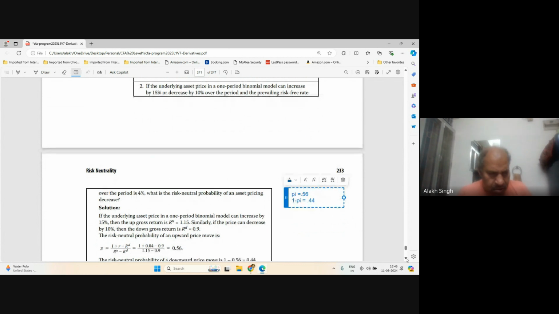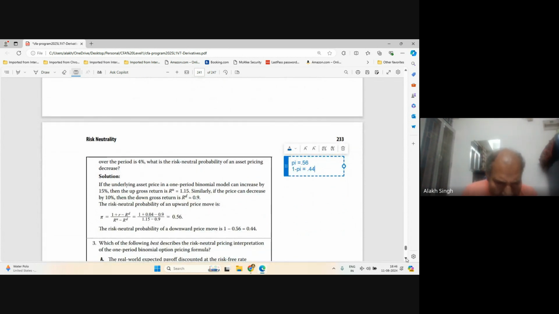So let's see. Okay, the risk neutral probability of downward is 0.44. Okay, so question number 3.